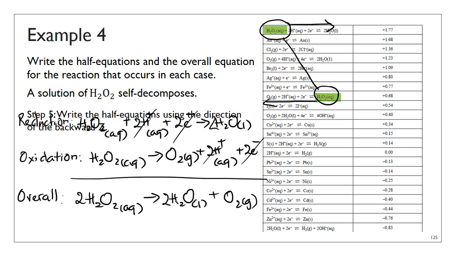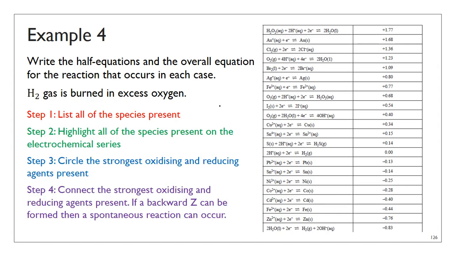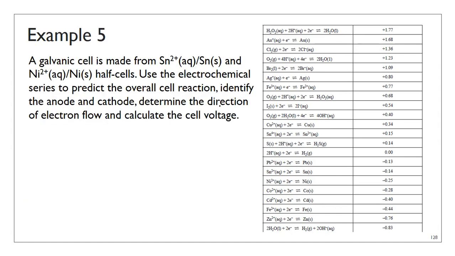That's step 5. I need to remove that. Another example, hydrogen gas is burned in excess oxygen. If you list all the species present, you just have hydrogen gas. I feel like I'm going to have to use this oxygen. Let's not talk about this example. This example is a little bit unclear. So I'm going to remove this example and go straight to example 5.